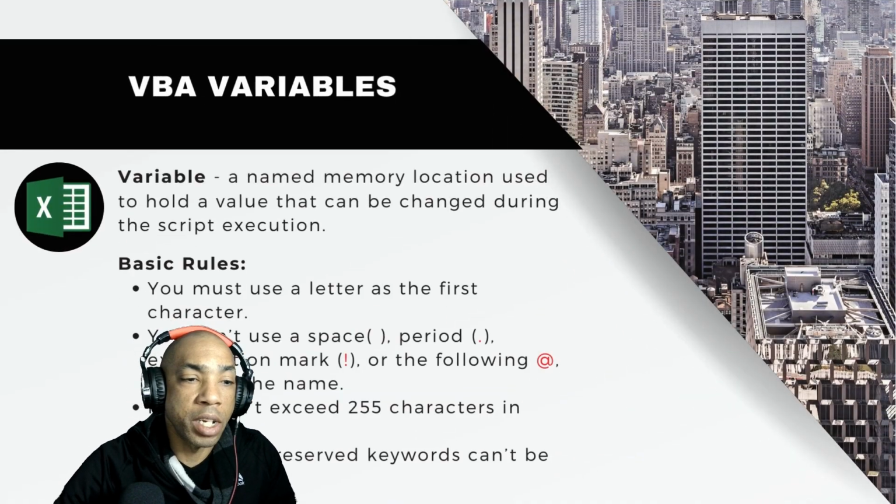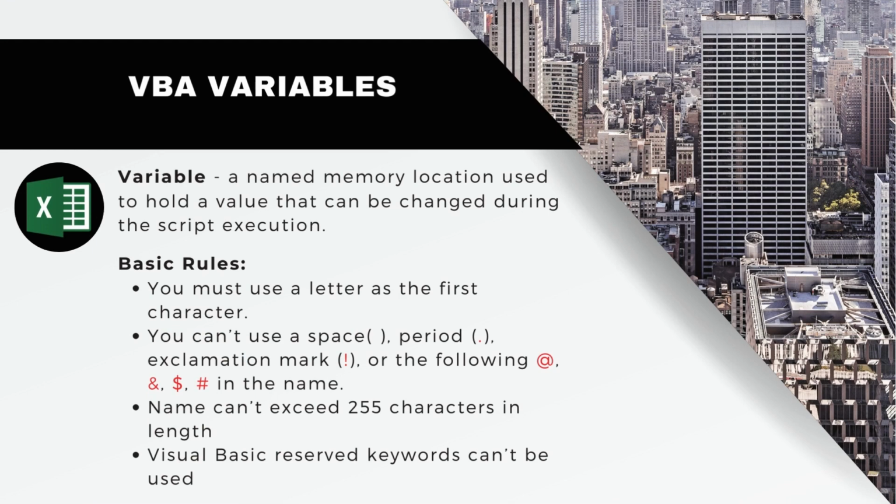So let's get started on the basic lesson here. We have a variable, which is a named memory location used to hold a value that could be changed during the script execution. Now, the basic rules are you must use a letter as the first character. You can't use a space, period, exclamation mark, or the following characters: at sign, ampersand, dollar sign, and numeric sign. The name also cannot exceed 255 characters in length. Visual Basic reserved keywords can't be used.